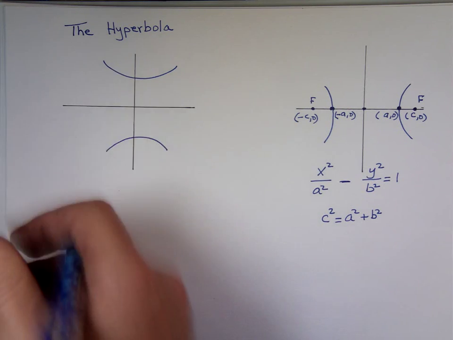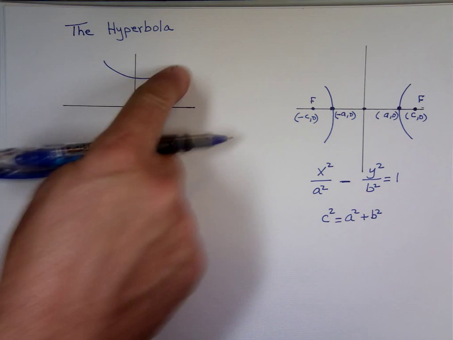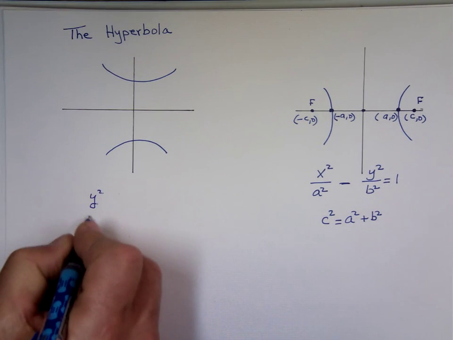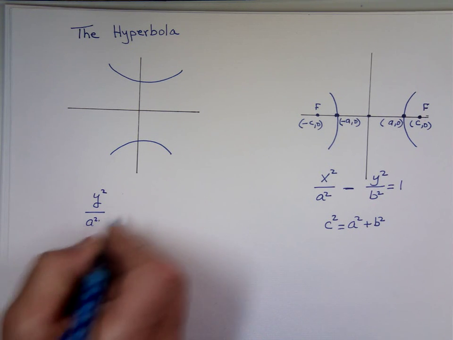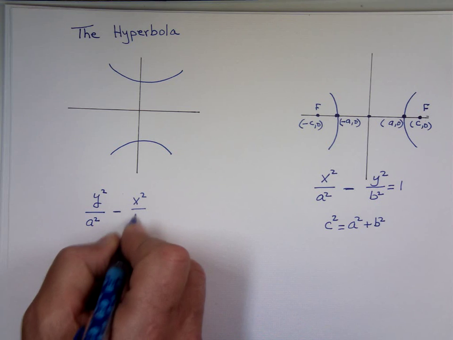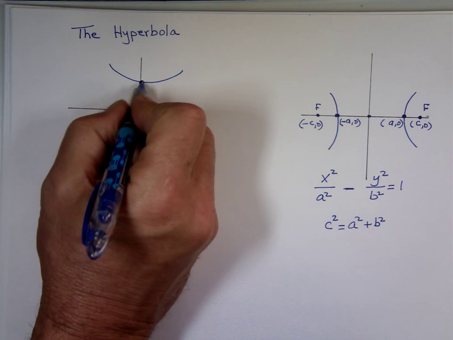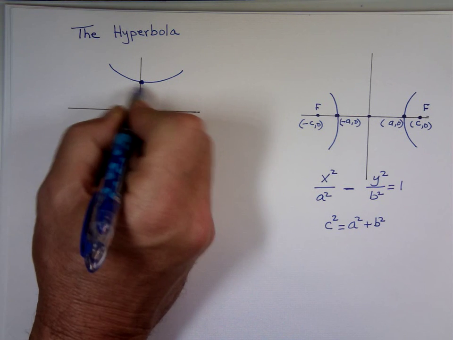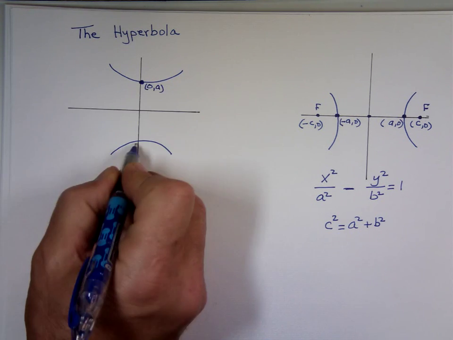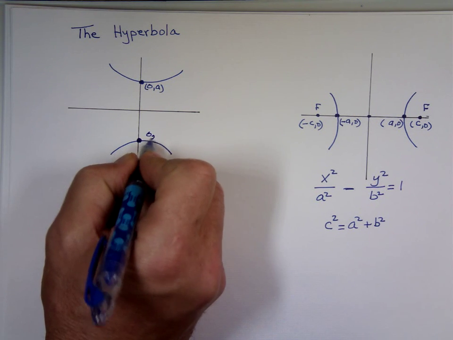And if it's up and down like this instead, notice it crosses the y-axis, not the x-axis. So that becomes y squared over a squared minus x squared over b squared is equal to 1. So this is the distance. This is A here. That's the vertex, 0 comma A. The other vertex is right here, 0 comma negative A.